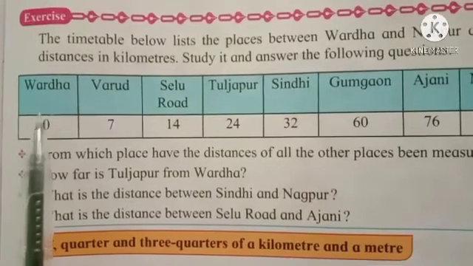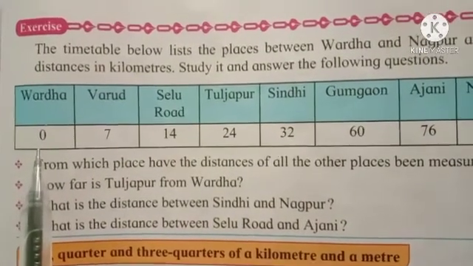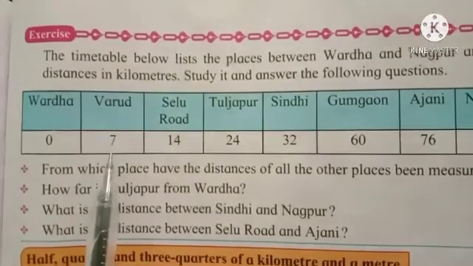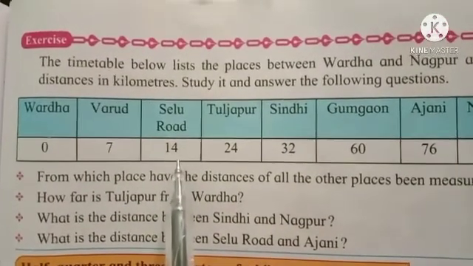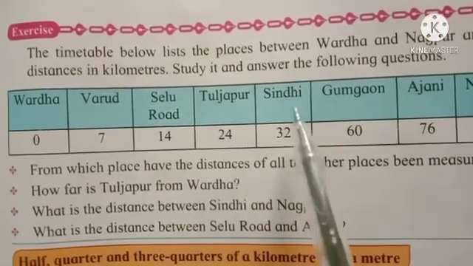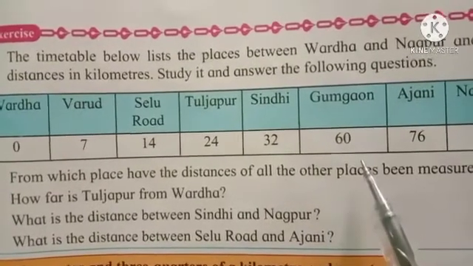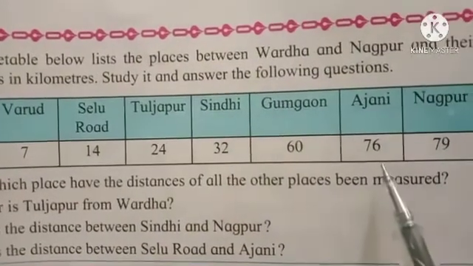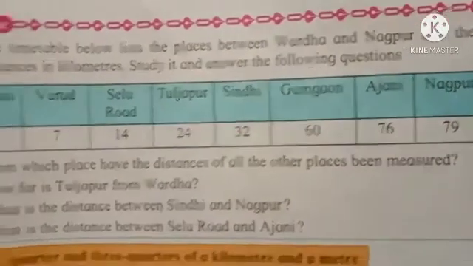So here you can see Wardha, our starting point, starting from 0. Then Varud is 7 kilometers. Selu Road is 14 kilometers. Then Tuljapur 24 kilometers. Sindhi is 32 kilometers. Gumgaon is 60 kilometers. Ajni is 76 kilometers and Nagpur is 79 kilometers from Wardha.